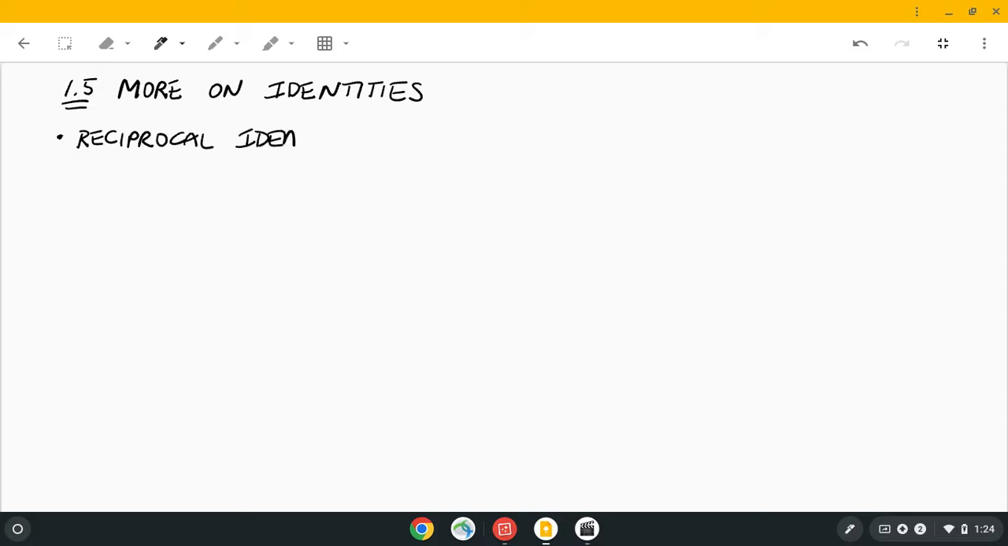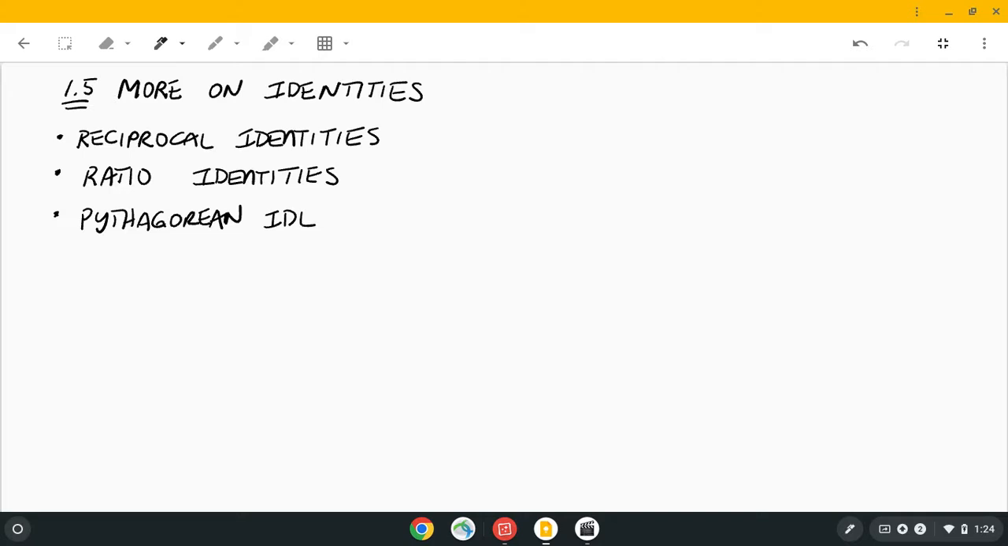Actually, those are the ones we looked at before. We looked at reciprocal identities. We looked at ratio identities. And we also looked at the Pythagorean identities. And I will write the Pythagorean identities here.